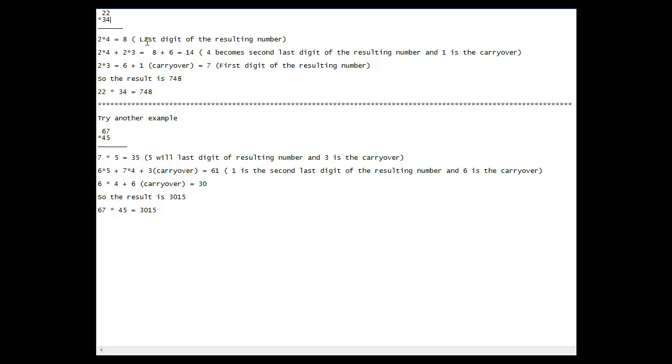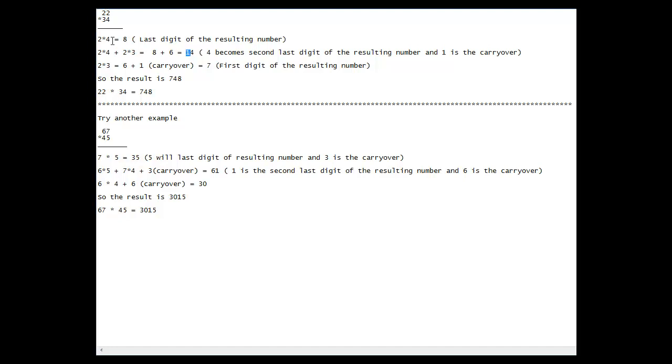The next step is the diagonal multiplication, which is multiplying 2 into 4 plus 2 into 3. So this is basically the first digit of the first number with the last digit of the second number, and the last digit of the first number with the first digit of the second number. So in this case it becomes 2 into 4 is 8 and 2 into 3 is 6, which becomes 14. So now here, if the result is a two-digit number, then the second digit is a part of the result set, whereas the first digit becomes the carryover for the next step.